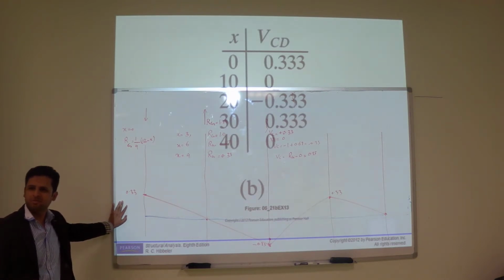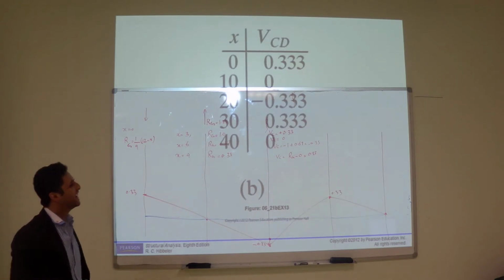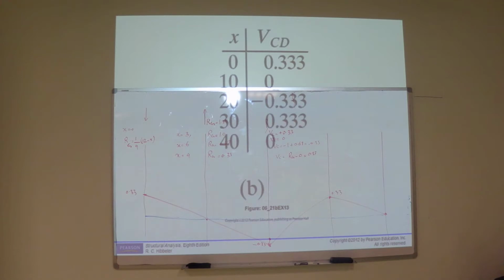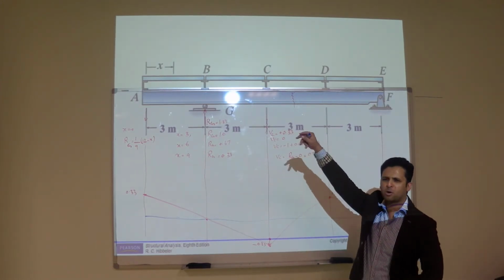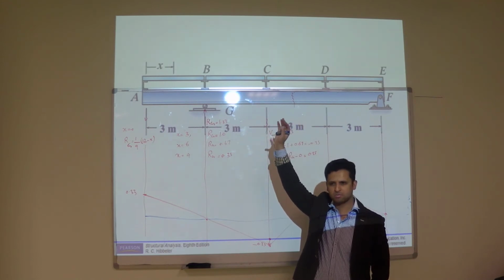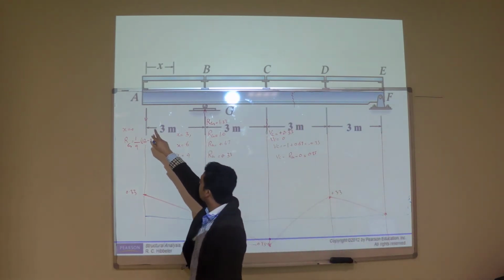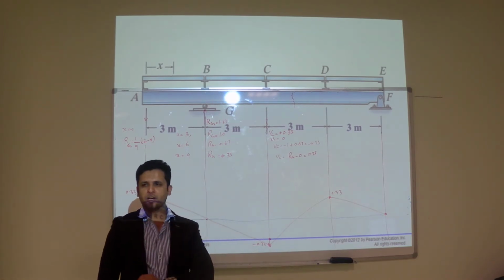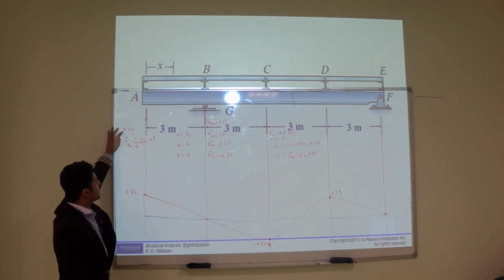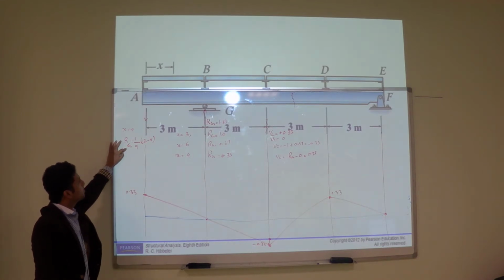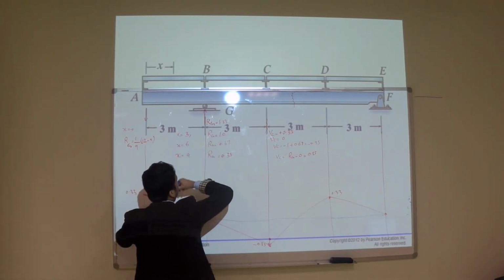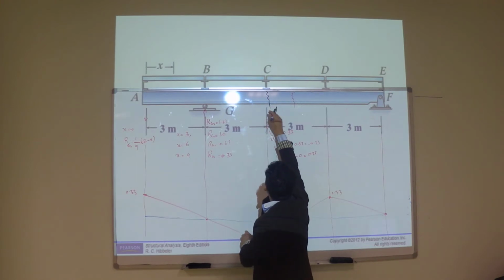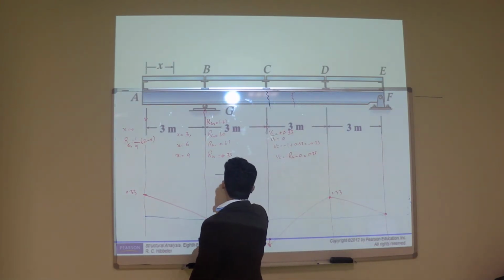Just one thing, the VCD. Sometimes it's negative, positive. That's my question, for the VC. Forget about all the beams at the top. Just consider when the load is at point A. When the load is at point A, how much is RG? x is 0 and RG is 1.33. And I need the shear here at point C.